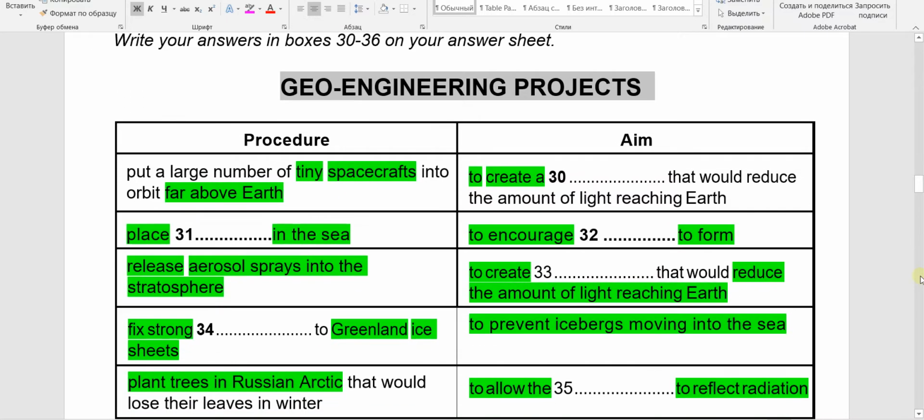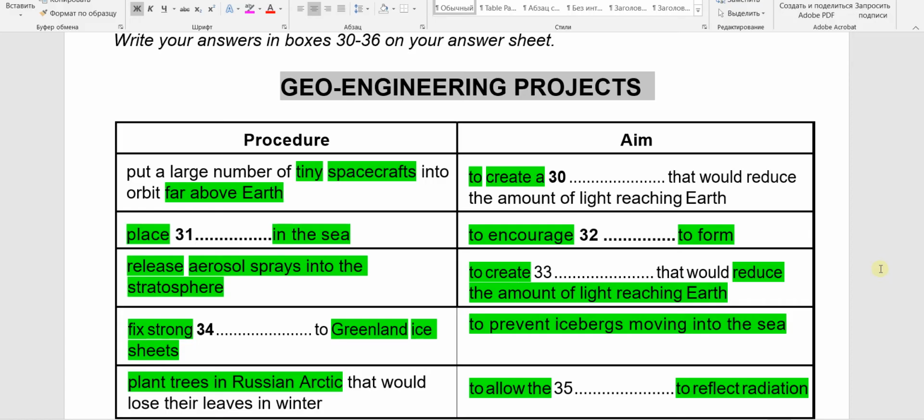So we are not going to the reading passage until we have read the statement. Here are the procedure and the aim. Let's read first the procedure: put a large number of tiny spacecraft into orbit far above Earth to create air that would reduce the amount of light reaching Earth. This is the aim. Focus your attention on "to create a". After the article, you will have a noun.